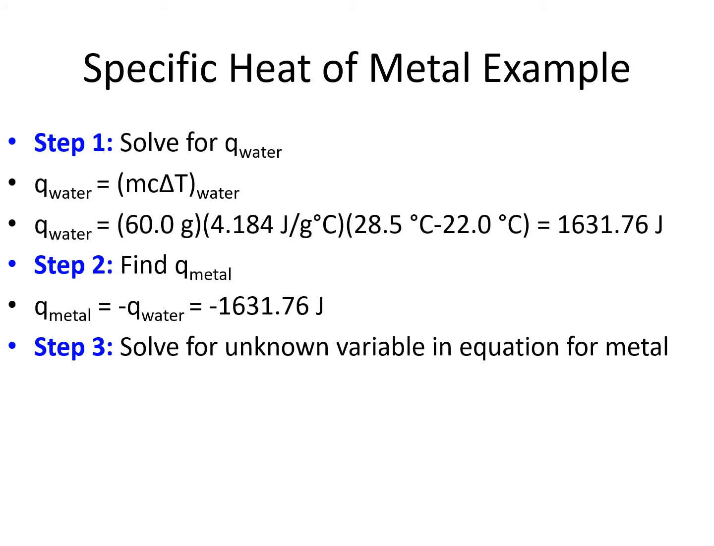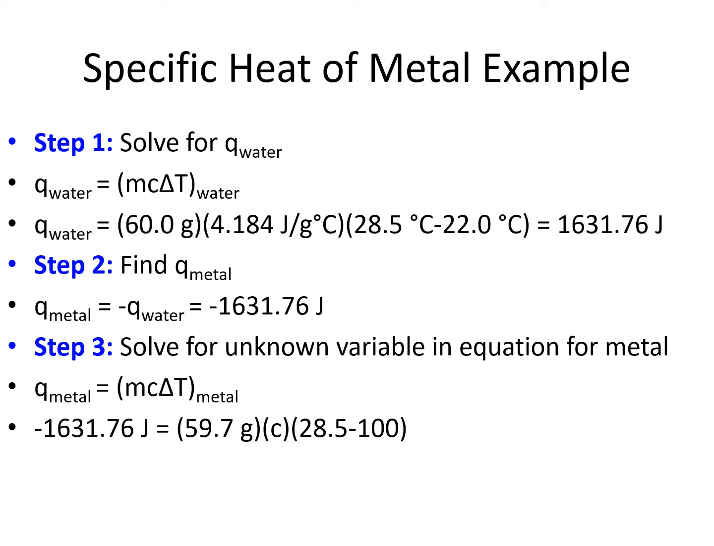In our third step, we're going to plug in that Q of the metal that we just solved for into our Q equals mc delta T equation. So this time our unknown variable is going to be the specific heat, C. And again, as we use this equation, all of our variables need to be related to the same thing. In this case, they all need to be related to the metal. So we plug in our Q of the metal, which is negative 1631.76 joules. We plug in our mass of the metal, which is 59.7 grams. We plug in the two temperatures, final minus initial. So it's going to be 28.5 minus 100.